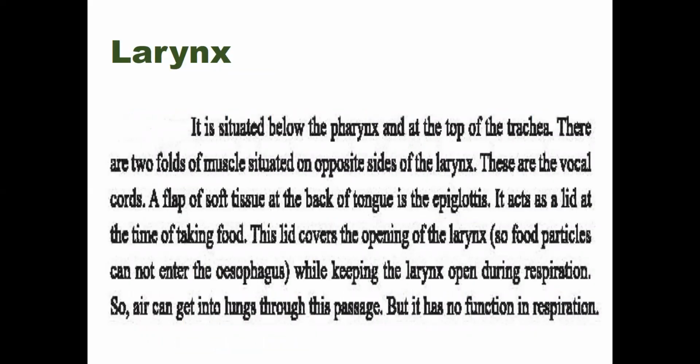It is the part of the respiratory tract between the nasopharynx and the trachea. The larynx is situated below the pharynx and at the top of the trachea. There are two folds of muscles situated on opposite sides of the larynx, and these are the vocal cords. A flap of soft tissue at the back of the tongue is the epiglottis. It acts as a lid at the time of taking food.